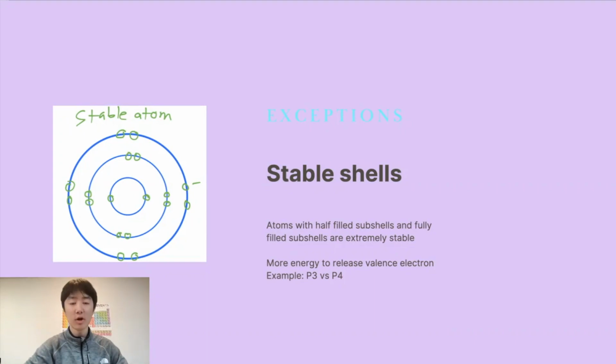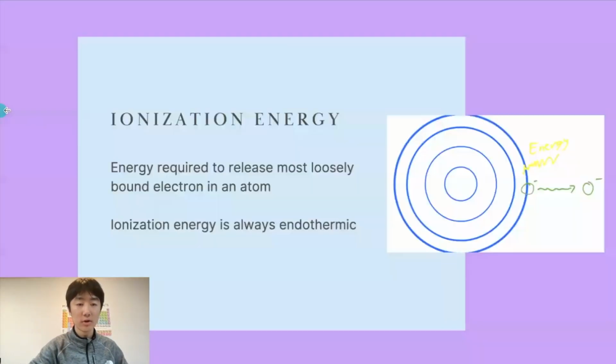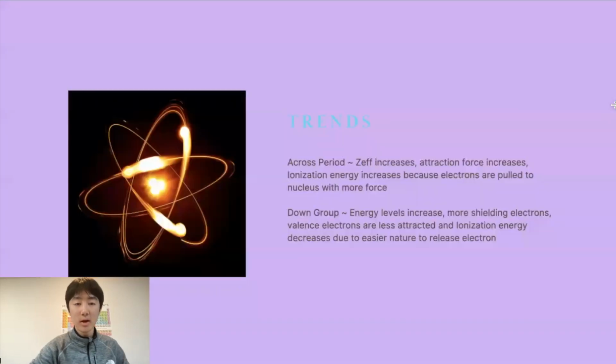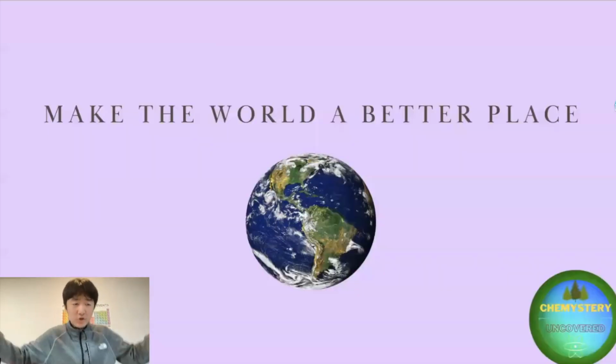We're going to talk about that in quantum chemistry. But essentially, if you have a stable shell, the ionization energy is always greater than one with electron repulsion. So if you go back to the periodic table, that means p3, so nitrogen, would actually have a greater ionization energy than oxygen because of the stable shell, right?